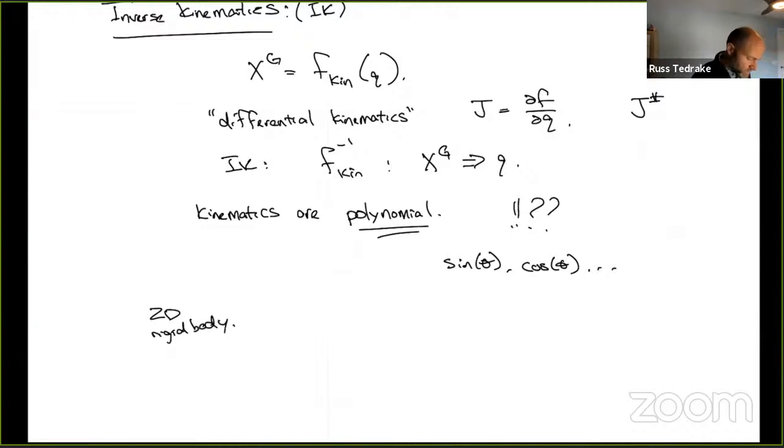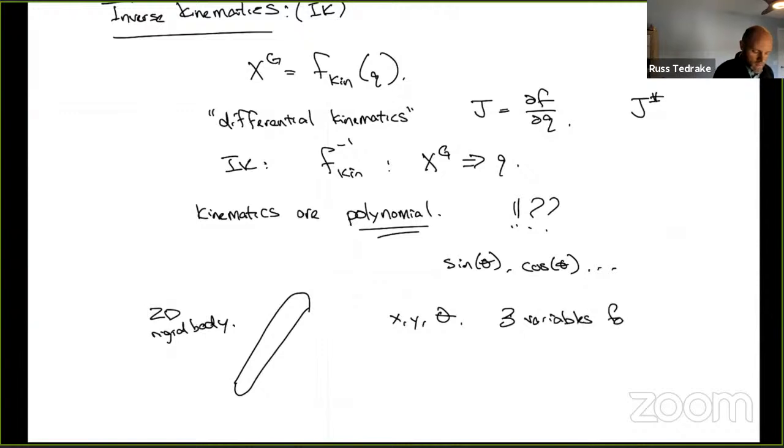So normally, if I have some rigid body like this, I would describe it with, for instance, the position x, y, and then theta, three variables to describe the 2D pose, right? And if I'm going to describe the kinematics of that, like the position of any particular point on this, then it's going to be a nonlinear function, a trigonometric function of theta, sines and cosines of theta, in order to do that.